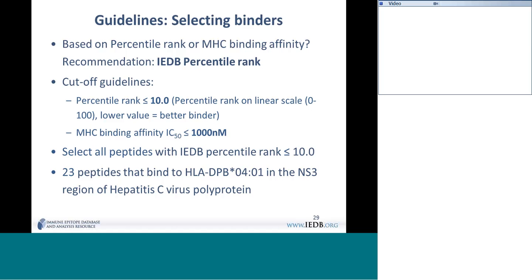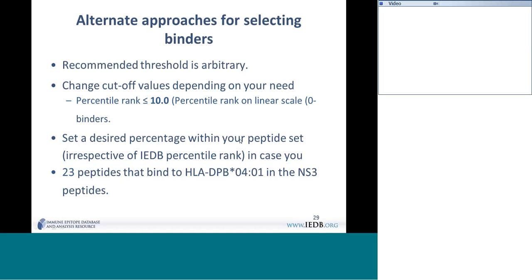So for answering our question, we had a question in the example: identify the peptides. How many peptides from the NSC region of hepatitis B virus bind to this allele? So we have 23 peptides that bind to this particular allele, or 23 peptides that have a predicted percentile rank less than 10. So that's our answer. We have got 23 peptides that bind to this particular allele.